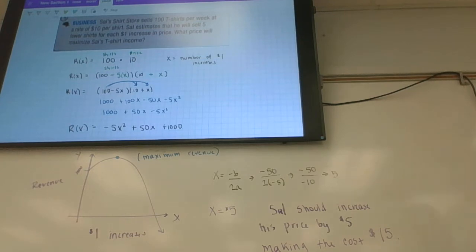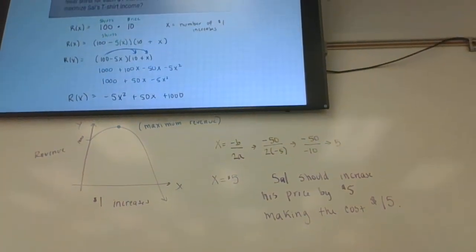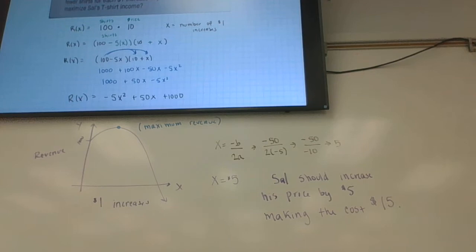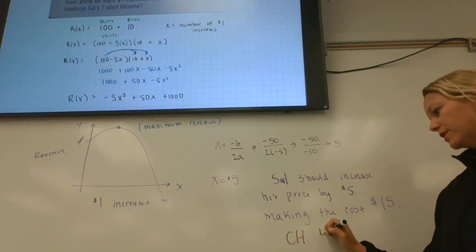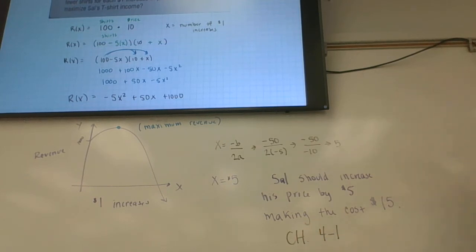Is that the answer? That's the answer. What price will maximize his t-shirt income? $15. You should sell his t-shirts at $15. So you can read an example about this in chapter 4-1. They do another one. There's an example to work on.